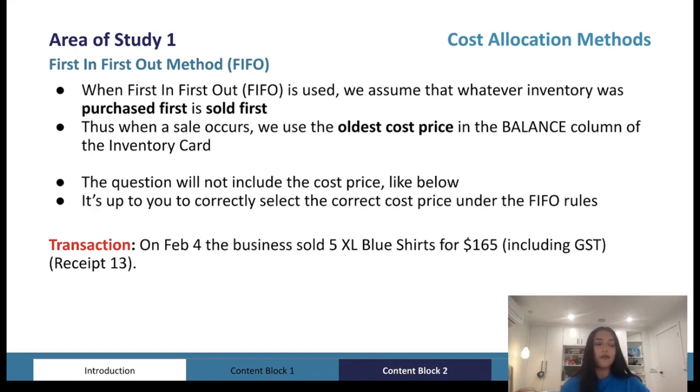So when there's a question that involves first in, first out, the cost price of the inventory will not be included in the question, and it's up to you to correctly select the correct cost price under the rules of first in, first out. So you can see in the example, the cost price of the sale is not given to us at all. So it says on Feb 4th, the business sold 5 extra large shirts, and it says the selling price. And then you would have to look at the inventory card and what has already been recorded, and according to that, you would have to use the first in, first out assumption to assume what the cost price of this transaction is. So hopefully that makes sense.